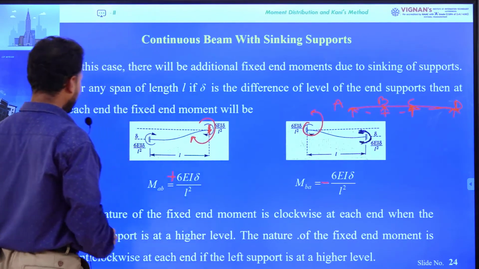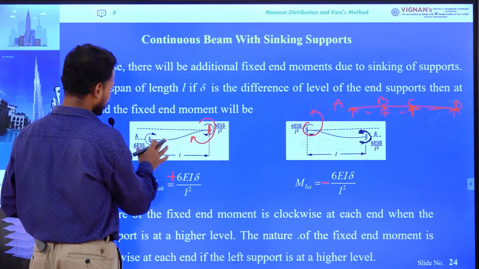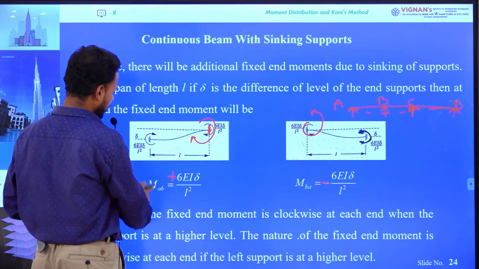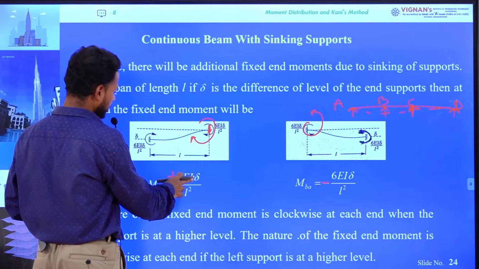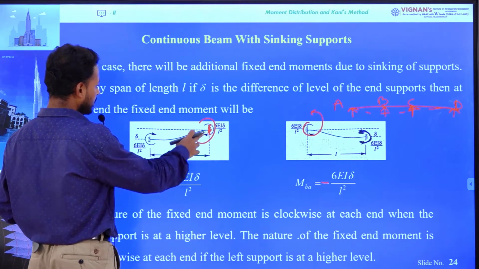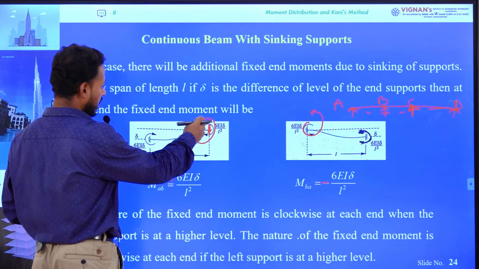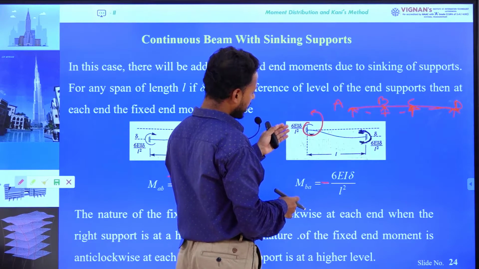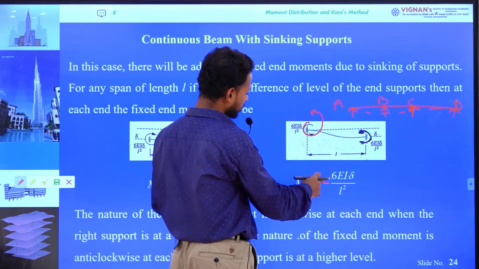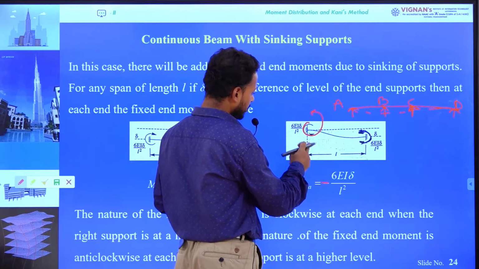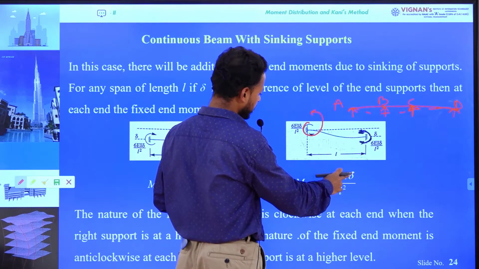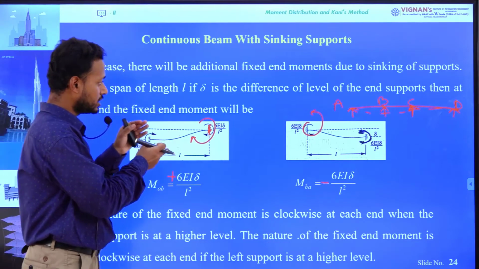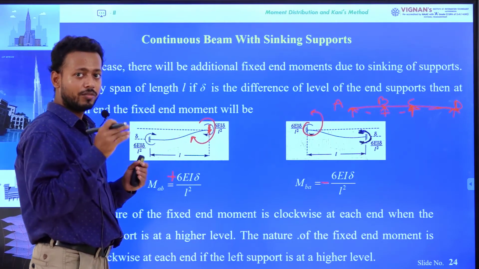The condition is that both ends are fixed ends. In that case, the fixed end moment will be positive 6EI delta by L square if the right support is at higher level, and if the left support is at higher level, then the beam will be subjected to minus 6EI delta by L square. L is the span of the beam and delta is the amount of sinking of the support.